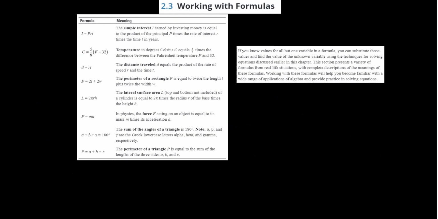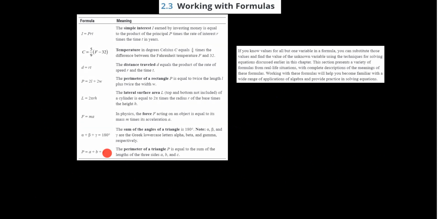So the perimeter of a triangle is 38 feet. One side is 5 feet long and the second side is 18 feet long. How long is the third side? Okay, so let's go back. Let's see if we have our triangle formula here. Yep, no, that's the perimeter of a rectangle. There it is. Okay, so the perimeter of a triangle is down here.